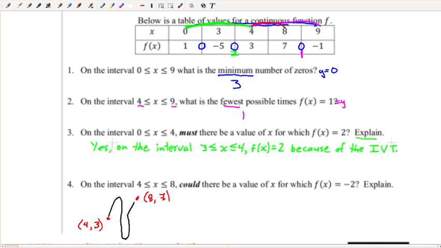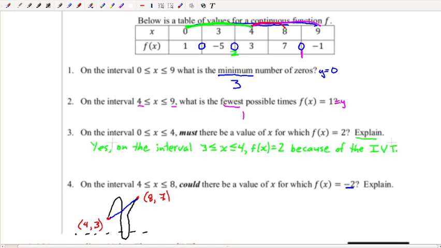So am I guaranteed that f of x equals -2, which would be maybe somewhere down here? Not guaranteed, because I could go straight up. I can't say there must be, but there could be. It's possible that I dip down low enough to get to -2 in between these two values. So if I had to justify must there be, no, I don't know if there must be. It's not guaranteed, but there could be. It's possible that it goes that low.